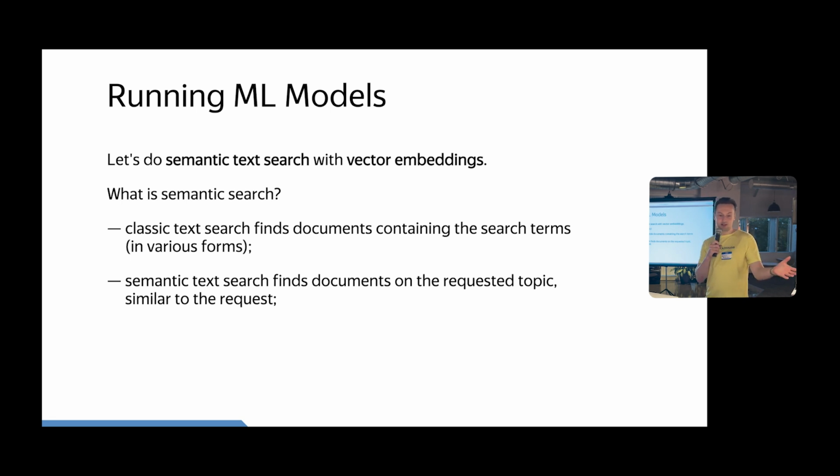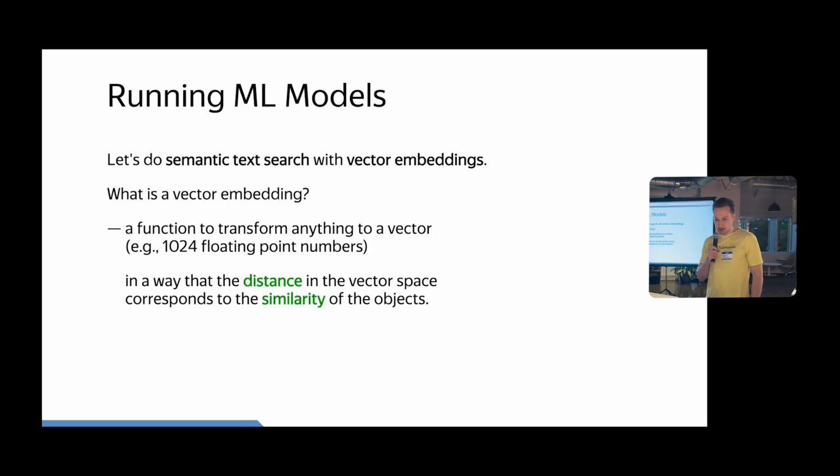So with classic text search, you search by tokens from the text. With semantic search, you attempt to search by the meaning of the data, the actual meaning. So similar data will be found anyway. Okay, I already explained, the distance in the vector space corresponds to the similarity of the objects.